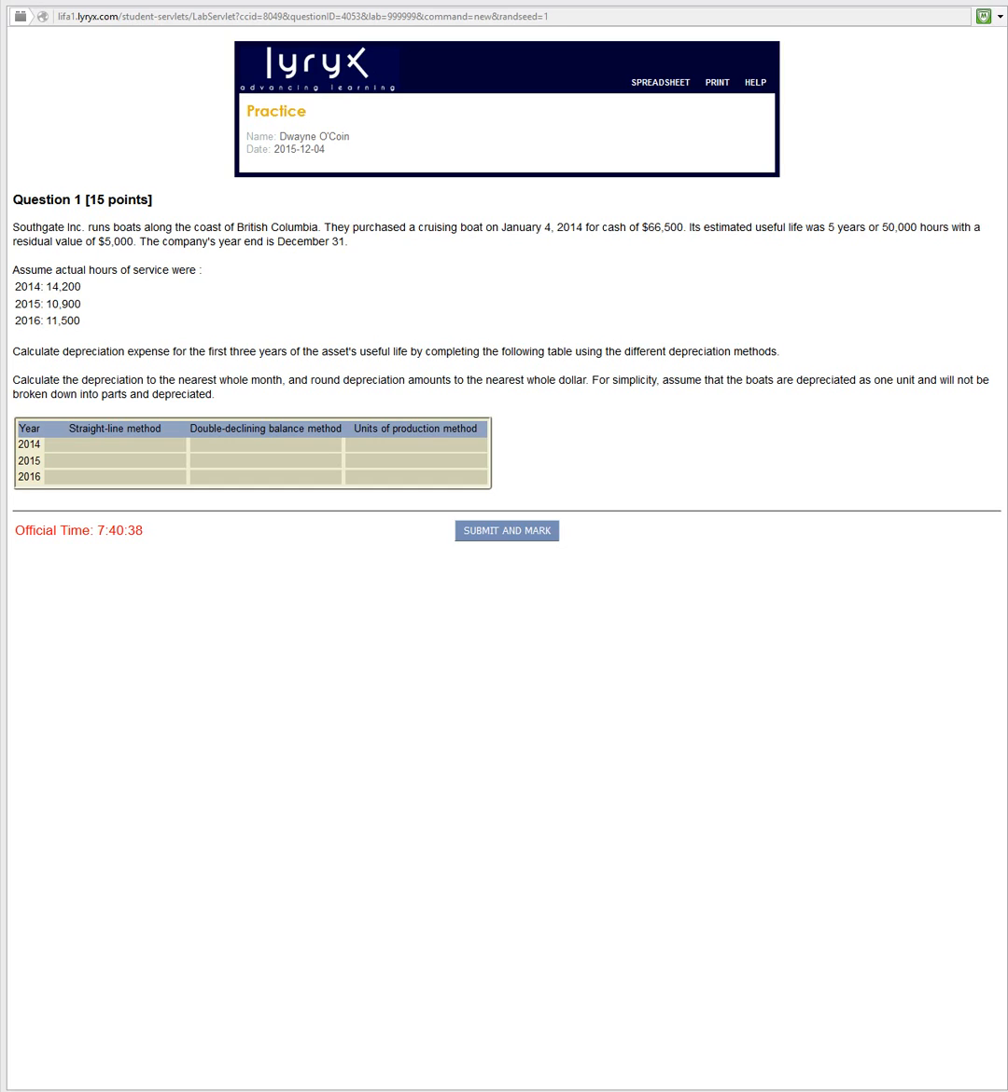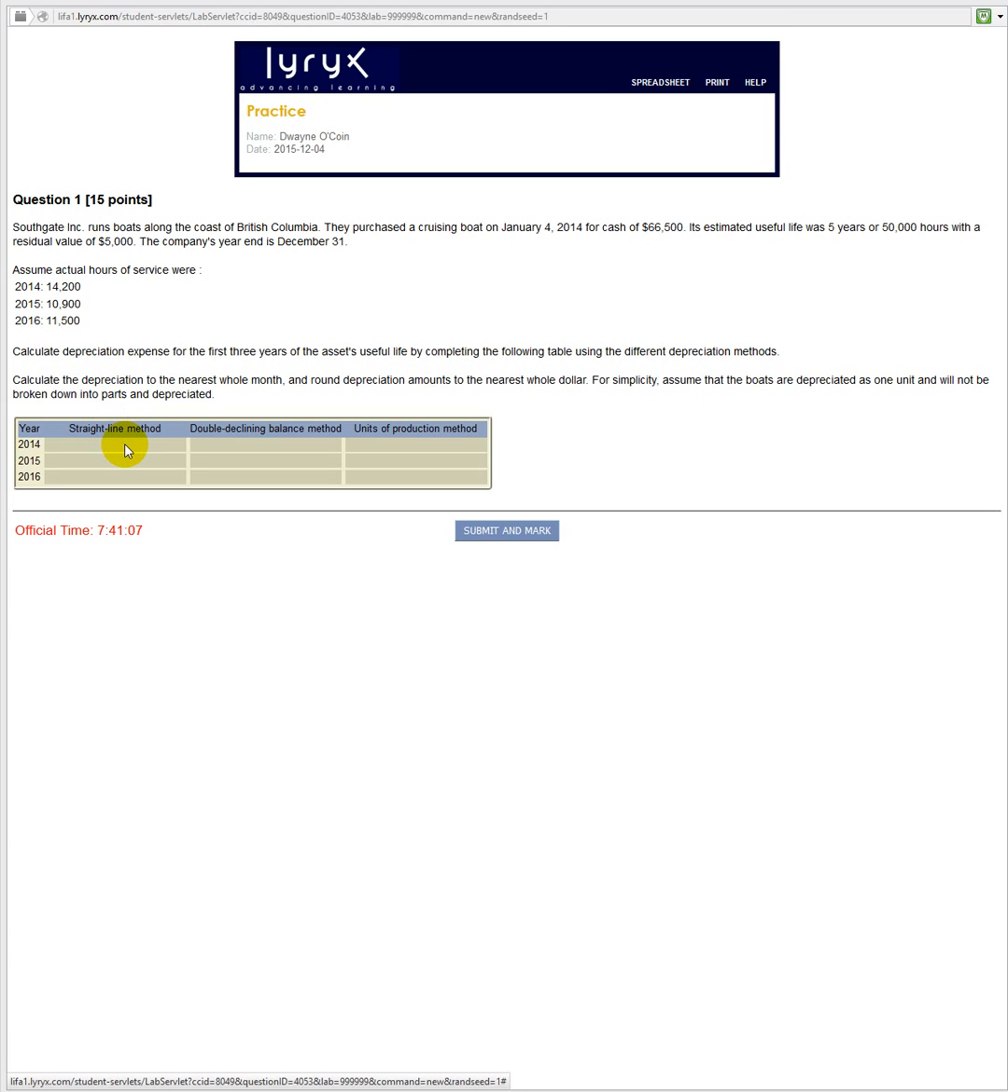So we're going to calculate the depreciation expense for the first 3 years, and it says to the nearest whole month. Since we bought the asset on January the 4th, the first year is all 12 months. We don't need to worry about that, but if you have a different date, you might need to consider multiplying by the number of months in that first year. And it says to round the depreciation amounts to the nearest whole dollar.